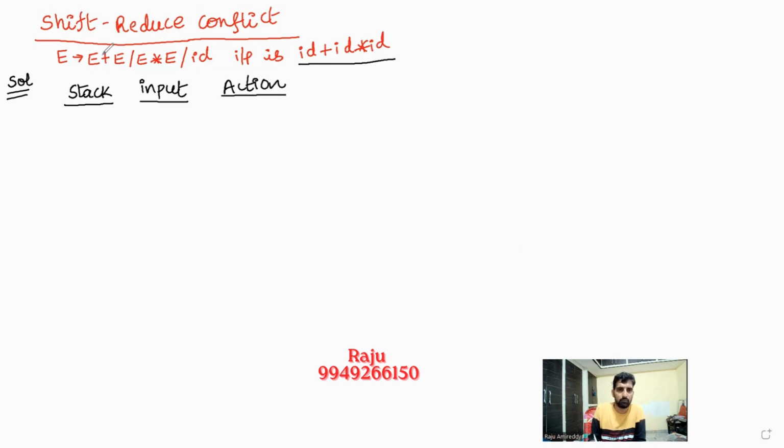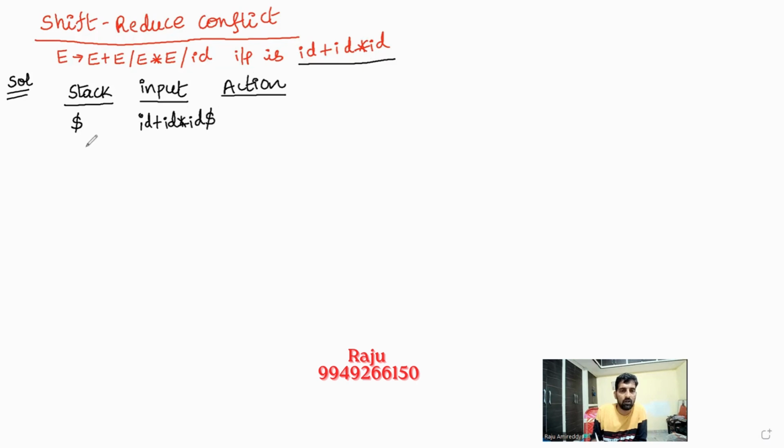Now there is an example: E tends to E plus E, E star E, ID. The input is ID plus ID into ID. Whatever input you have, you write in place of input. So the input value is ID plus ID into ID. Initially the stack is empty, which is indicated by the dollar. The end of the input string is also indicated with the dollar.